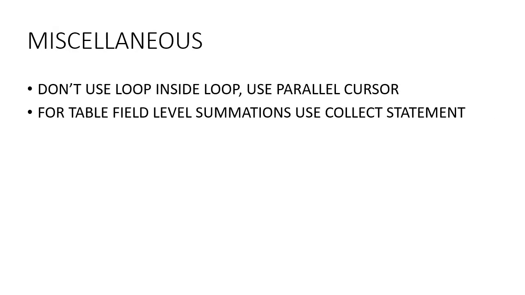In the miscellaneous part, which was not included in the index, it's about basic things. You know it. Don't use a loop inside a loop. Try to use parallel cursor, which is the best. Loop and read table, I mean. To know what a parallel cursor is, check out our parallel cursor video. I guess it will go up tomorrow or the day after. Okay, come to the next one. For table field level summations, where you have to add some field in the table, instead of doing a lot of calculations and sums, use the collect statement. It makes the whole time and complexity less.